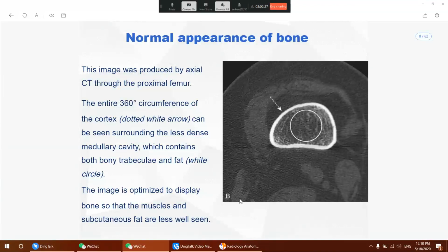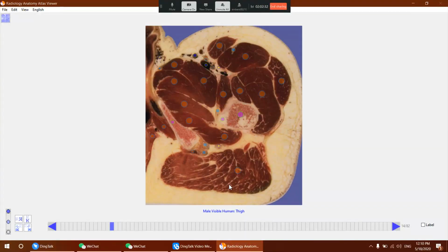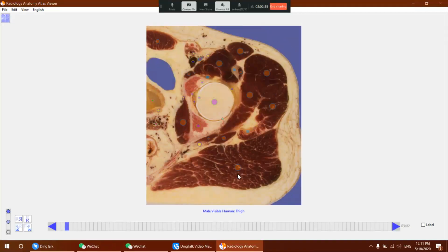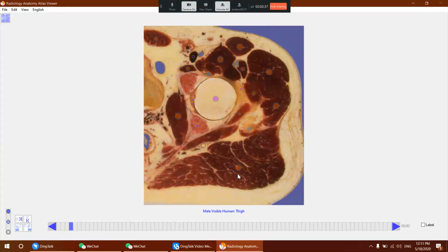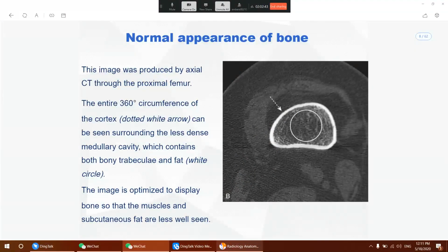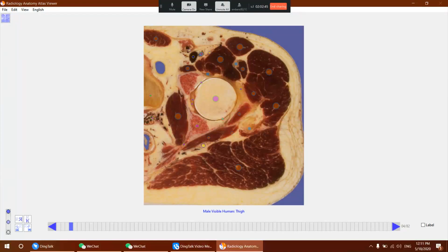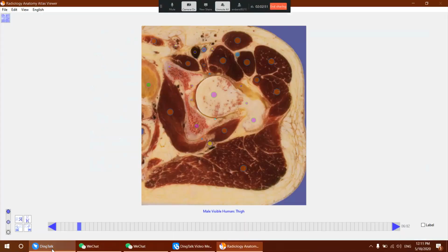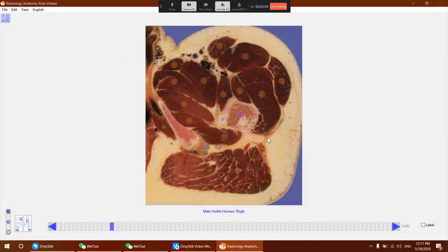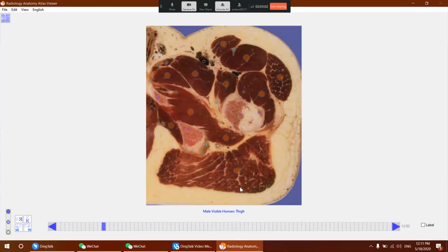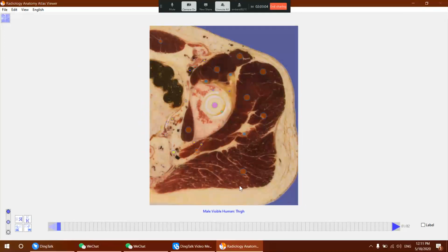Let me try to trace it in some way. If I look at all the muscles like this, does it look something like this here, or does it look something like this? Does it look like the upper part, or does it look different?